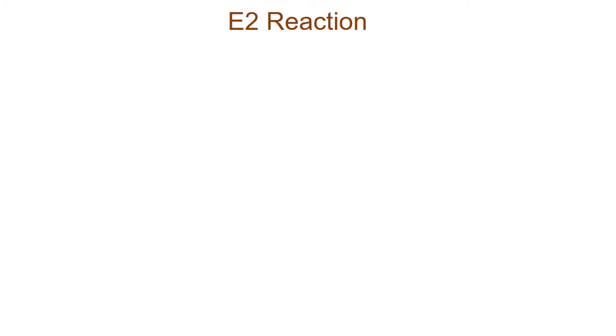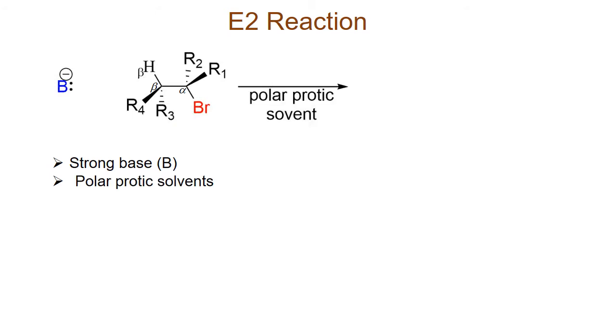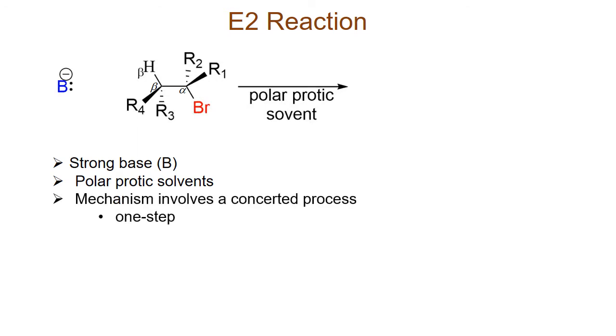An E2 reaction is the reaction between an alkyl halide and a base. The base in this reaction is usually a strong base, and the reaction is facilitated in polar protic solvents. The mechanism of an E2 reaction again involves a concerted process where all bond forming and bond breaking events take place in one step.